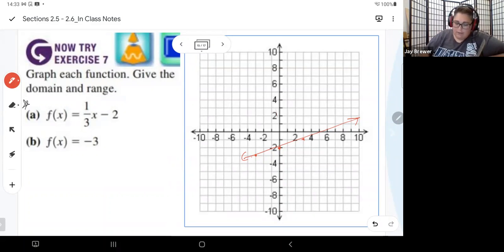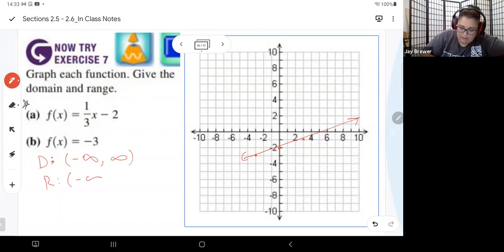So we want to talk about the domain. Right, the domain. And we know this is a linear function, right? So we know that the domain, without thinking about it, is going to be negative infinity to infinity. It's not a constant. It has a slope. So you know that it's going to be negative infinity to infinity for the range as well. All right, so that's that one.